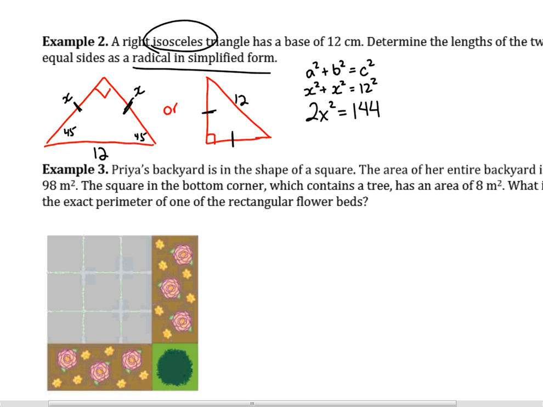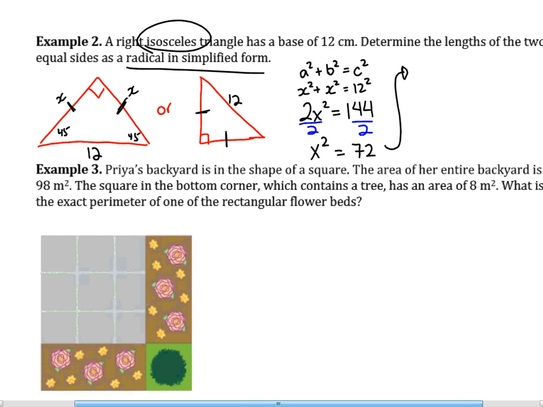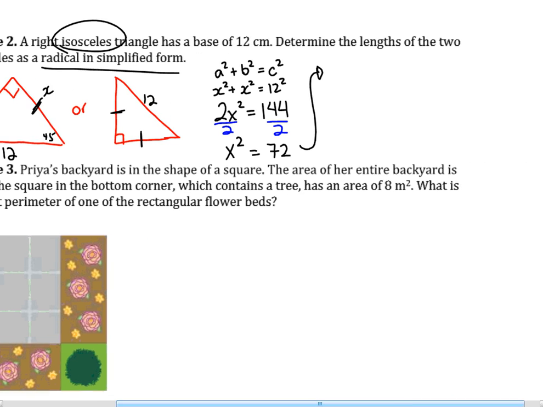Then what? No. Sorry. Divide by 2. Isolate the square. I feel sorry for you guys. I'm not very nice when I'm around her. Okay.